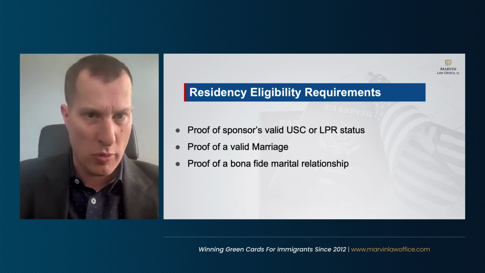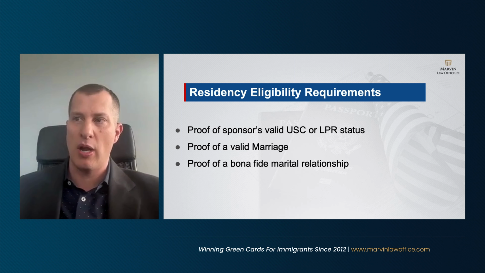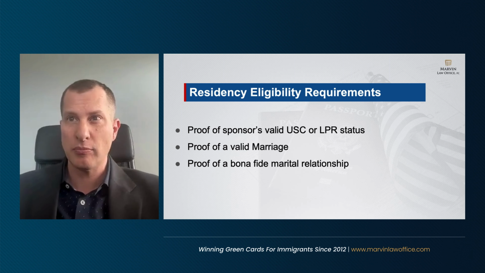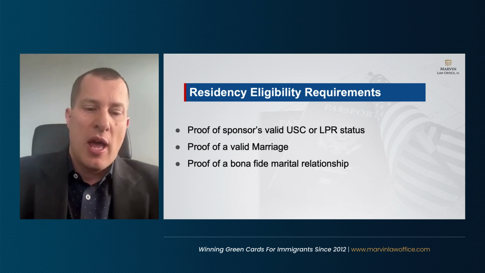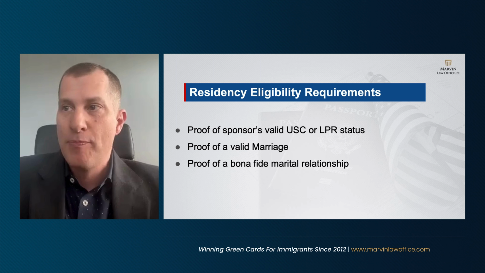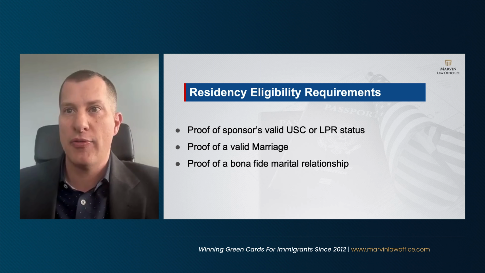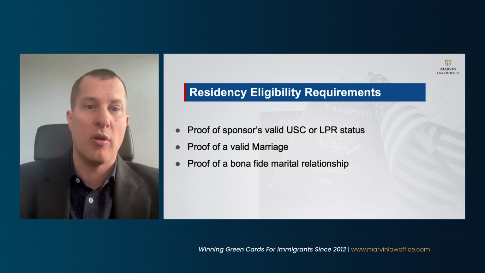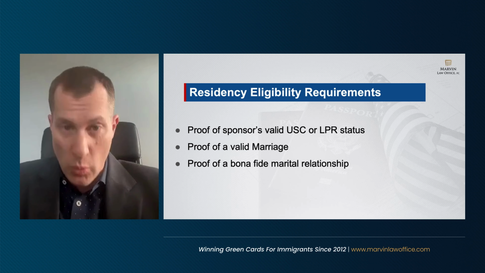And I'll go into a little bit more detail when I talk about eligibility requirements, which I will do now. So eligibility, how can one be eligible to get a green card? Well, you have to have a sponsor, okay? The sponsor has to be a relative.